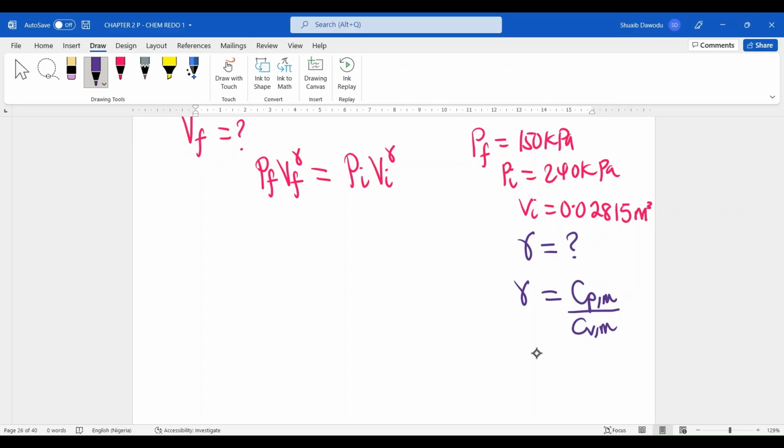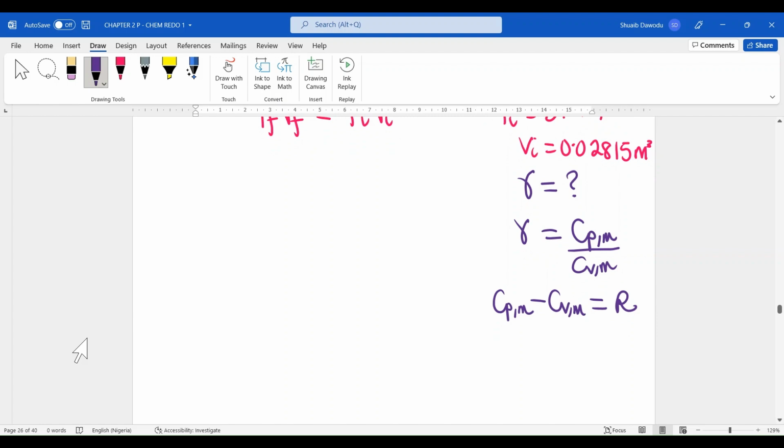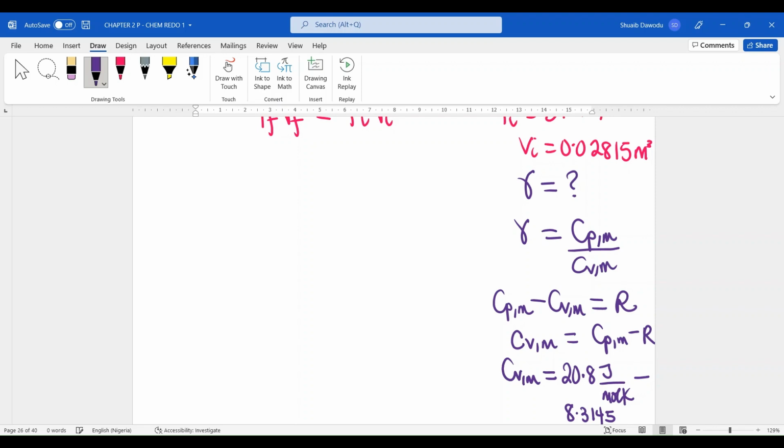This is where you would enjoy physical chemistry. Remember that the molar heat capacity at constant pressure minus the molar heat capacity at constant volume is equal to R. It is R that is the relationship that connects the molar heat capacity at constant pressure of a gas to the molar heat capacity at constant volume of the same gas. So we can determine CV,m to be CP,m minus R. So CV,m is simply 20.8 joule per mole Kelvin minus 8.3145 joule per mole Kelvin.